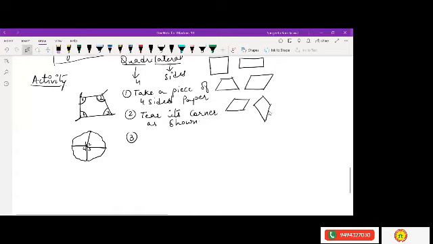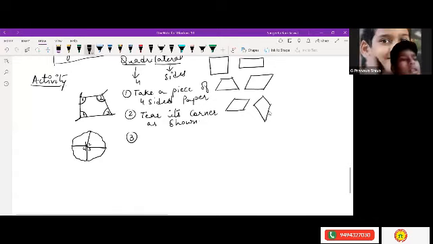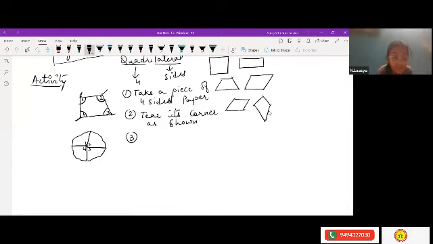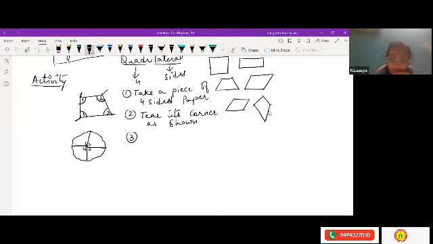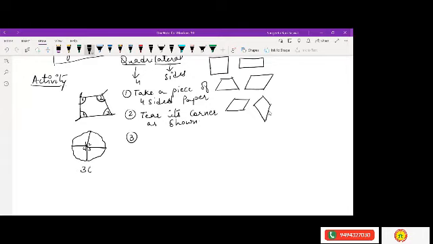Okay? Ma'am, I have a doubt. Ma'am, they form 360 degrees, ma'am. That's what I'm coming to. So what you observe here, angle 1 plus angle 2 plus 3 plus 4, this is making a complete circle like this. Is it making 360 degrees, 360 degrees angle?